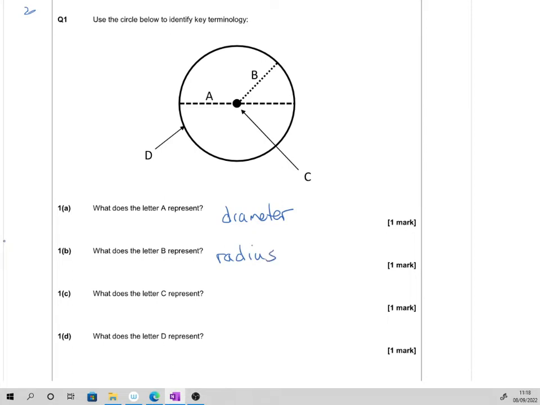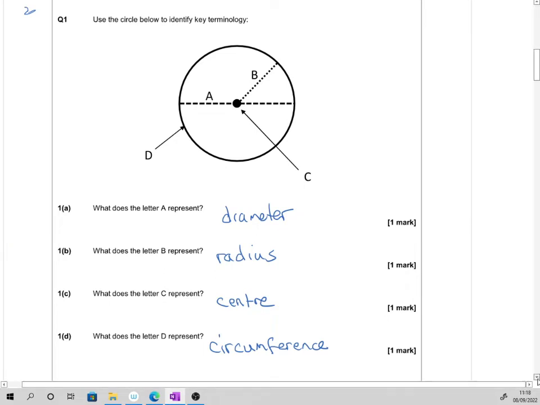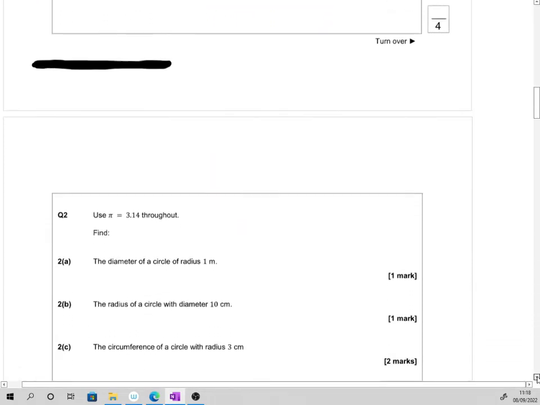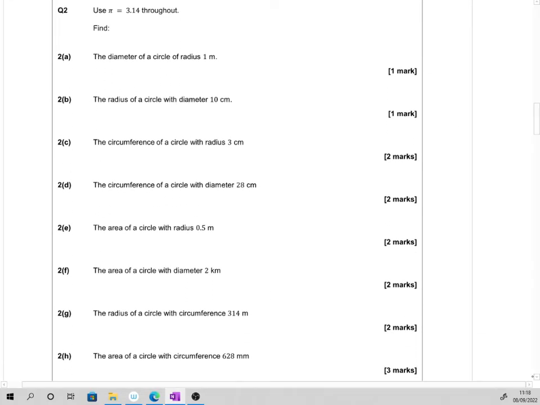C, what should we call that? The center. D is the circumference. That's fair enough so far. Right. Pause, have a go. Right, what are we going to do?